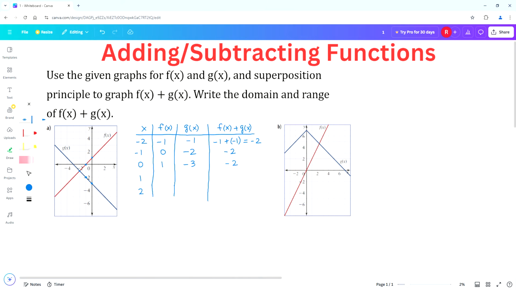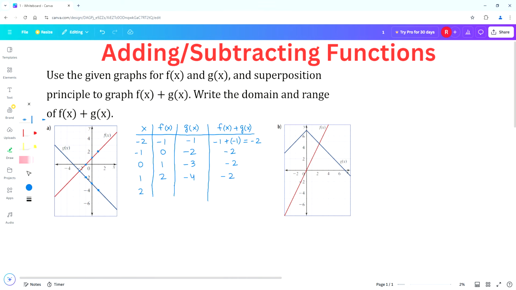The next x value is 1. At x equals 1, f(x) is equal to 2, this point. At x equals 1, g(x) is equal to -4, this point. So at x equals 1, f(x) + g(x) is equal to 2 plus -4, which is equal to -2.